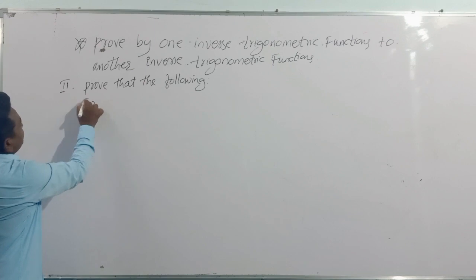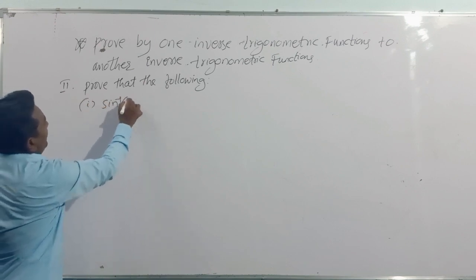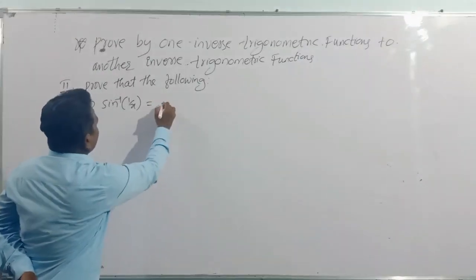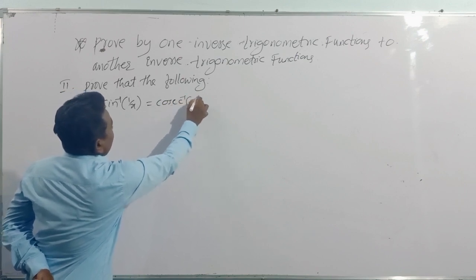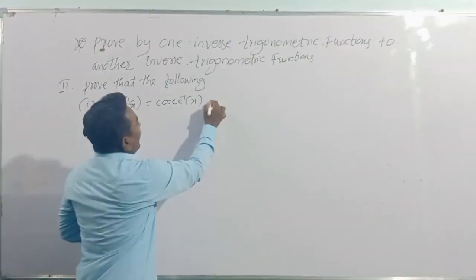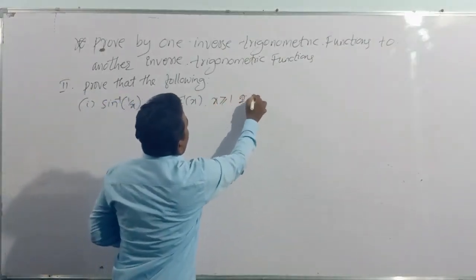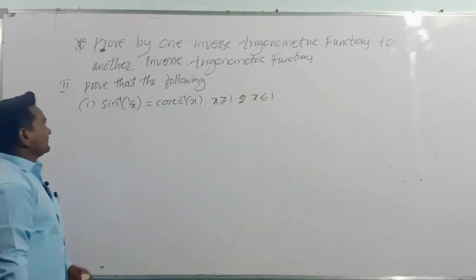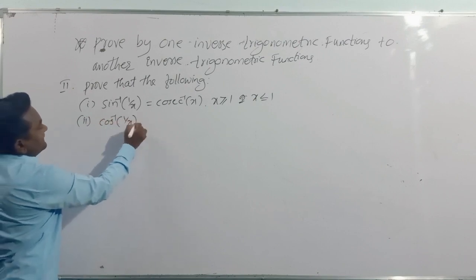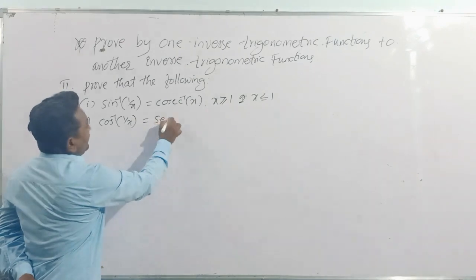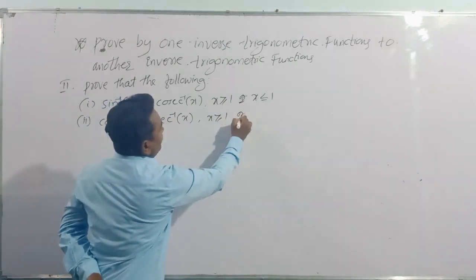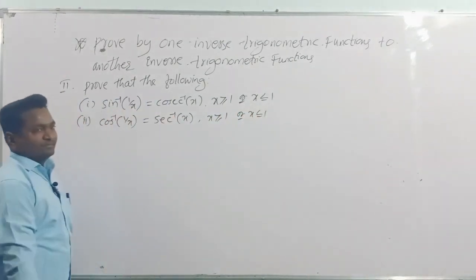First one is sin inverse 1 by x is equal to cosec inverse x. Here x is greater than or equal to 1 or x is less than or equal to minus 1. Now second property, cos inverse 1 by x equals sec inverse x. Here also the same, x greater than or equal to 1 or x less than or equal to minus 1.